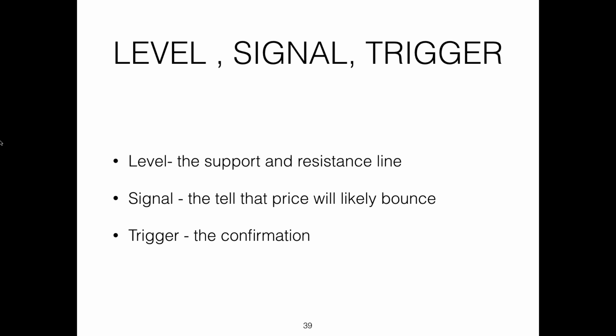The trigger is what confirms your bias. For example, after price retests support several times, it bounces and then creates a bullish engulfing candlestick or a long green candlestick that breaks above the previous range. Then you have a trigger to buy.